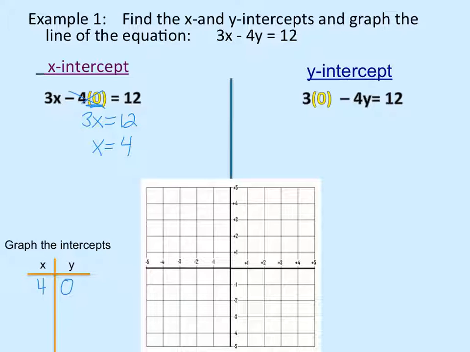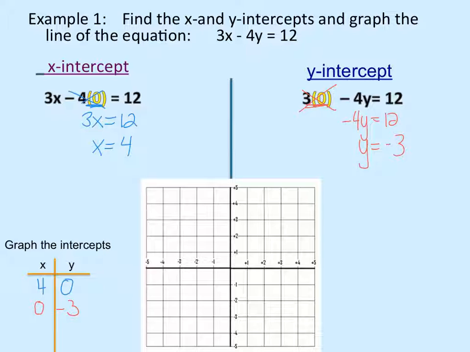And then when I want to solve for my y-intercept, that means that x is 0. So I plugged a 0 in for x, and that's basically going to make 3 times 0 go away. You're left with -4y equals 12, and you'll divide by -4, and then the y-intercept is -3. So when x was 0, y was -3.